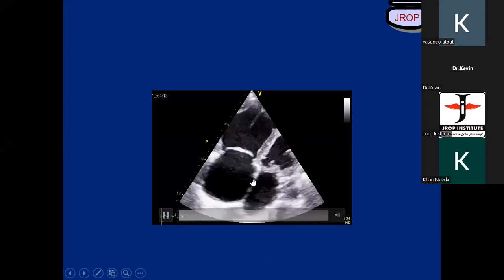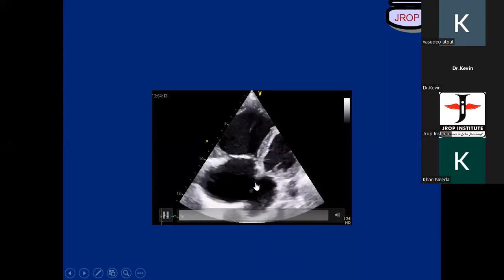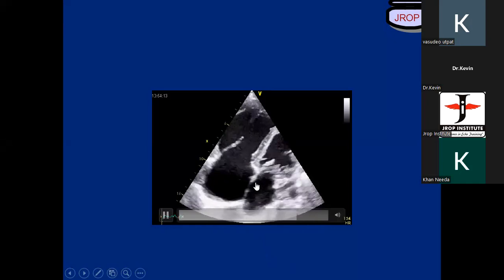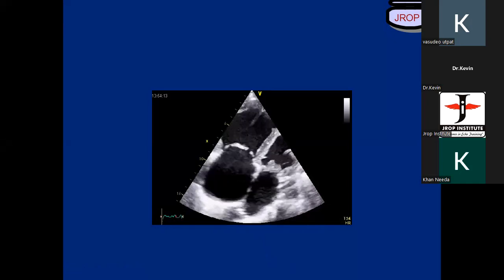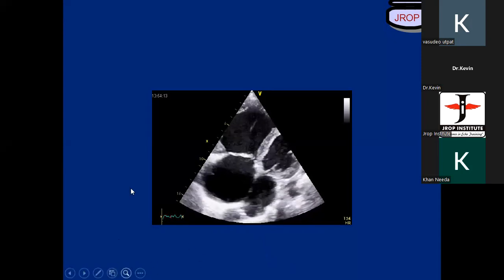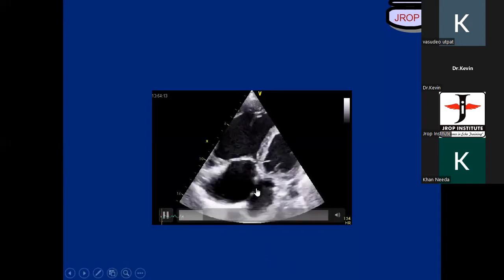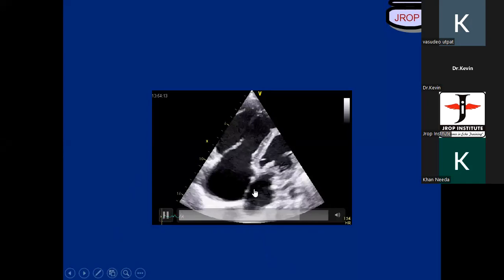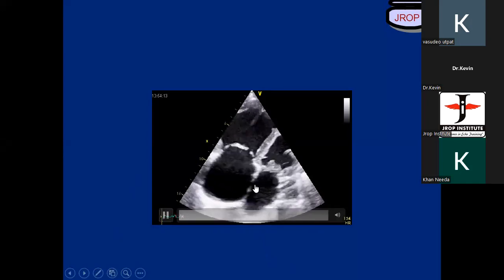But here we are seeing a rim something like this over here. But we can't mention the rims. We only mention, look, there is a hole which measures so many millimeters in the atrioventricular and aortic view and atrioventricular and atrial views.